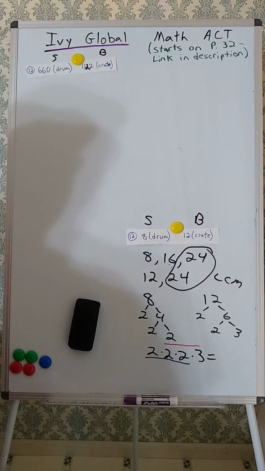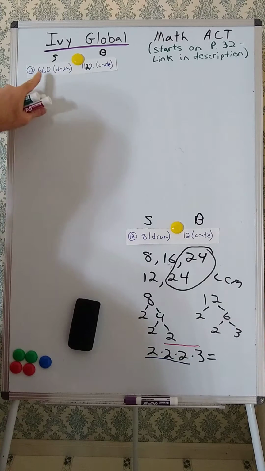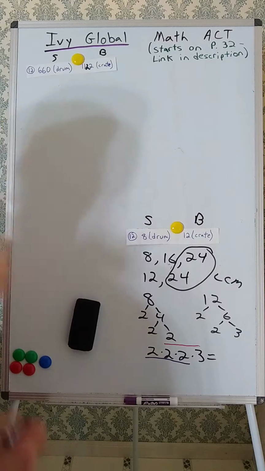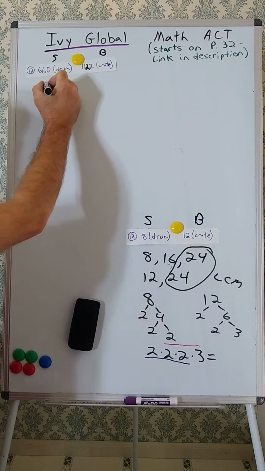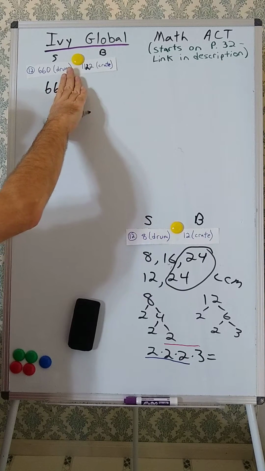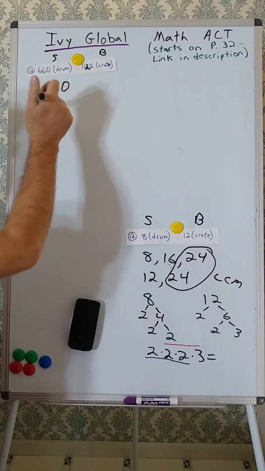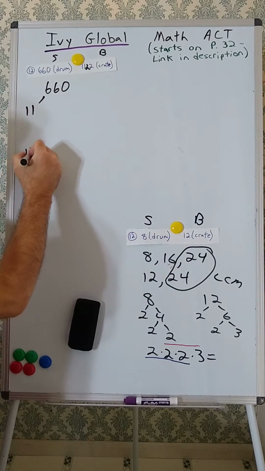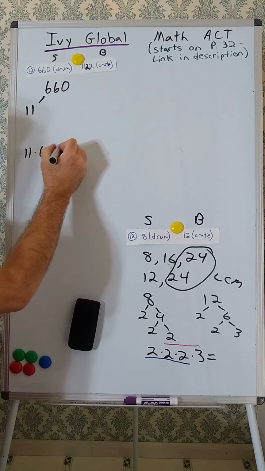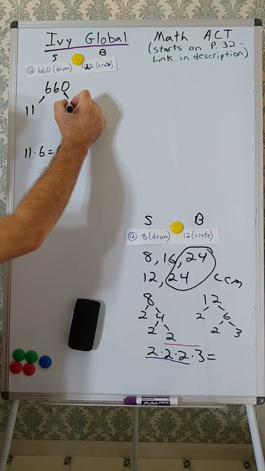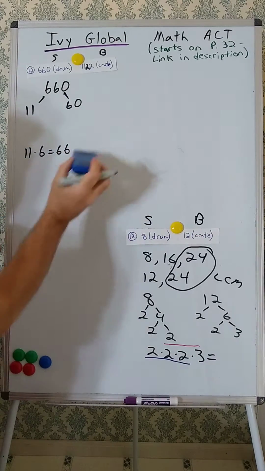So let's find, we want the least common multiple of 660 and 1,122. So starting with 660, I see that, well, that looks like 6 times 11 times 10, so I know 11 is a factor. And I know 11 times 6 is 66, so 11 times 60 is going to be 660.